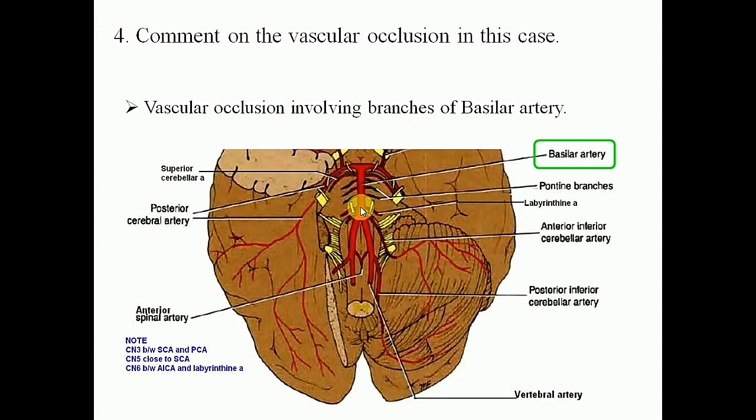The basilar artery is formed by the union of two vertebral arteries at the lower border of the pons, and then the basilar artery runs up to the upper border of the pons, where it bifurcates into the two posterior cerebral arteries. The main branches of the basilar artery seen here are the many pontine branches, which are transverse pontine branches. Then there is the labyrinthine artery, then the anterior inferior cerebellar artery, and then the superior cerebellar artery, and eventually the basilar artery bifurcates as the posterior cerebral artery.